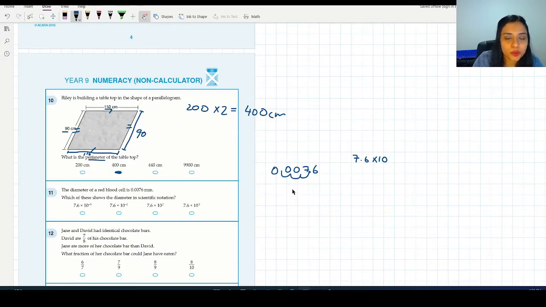Now, because we have moved to the right and made the number bigger, so 7.6 is a bigger number than 0.0076, whenever we move the decimal point to the right, we need to do to the power of negative 3. So negative of the number of places we've moved. So to get from here to here, we moved 3 places. And so we're going to write it as 7.6 times 10 to the power of negative 3. So that will be this.